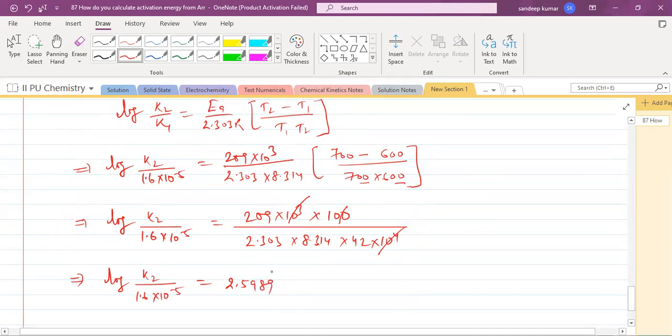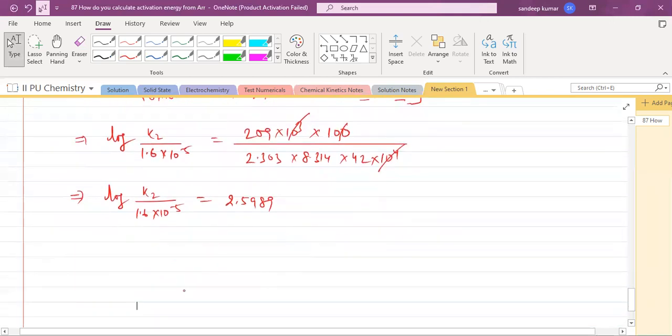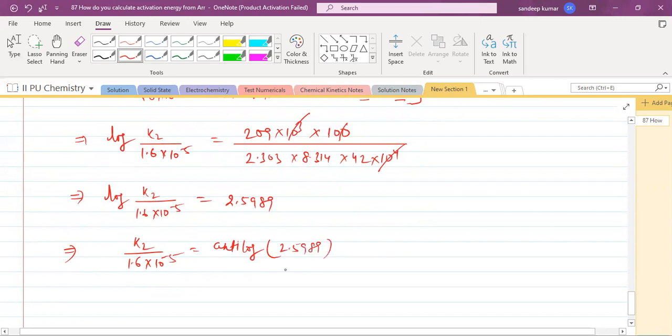Okay, now to solve this you have to use the anti-log table. Taking anti-log both sides, you can write K2 upon 1.6 into 10 to the power minus 5 is equal to anti-log of 2.5989. Using the anti-log table, if you solve, you will get this value as 3.97 into 10 to the power 2. So 3.97 into 10 to the power 2 is equal to K2 upon 1.6 into 10 to the power minus 5.